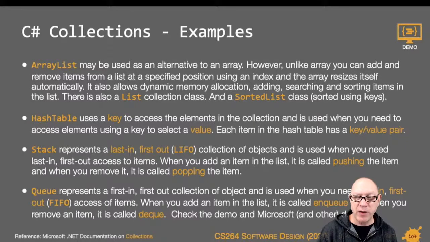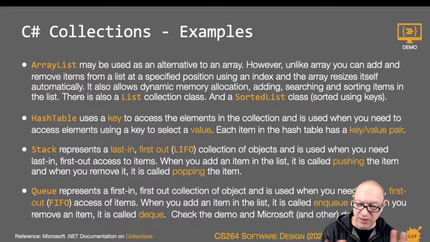Some examples would be ArrayList, as somebody mentioned earlier. It's an alternative to an array, and you've probably used it already and seen it for your assignments. You can add and remove items from the list and specify position using an index, and it resizes itself automatically, but it also allows you to use it as a list. You can also have a sorted list, and there's also a List class. We have hash tables that use a key to access elements in the collection, which is used when you need to access elements using a key to select the value. In other words, key value pairings.